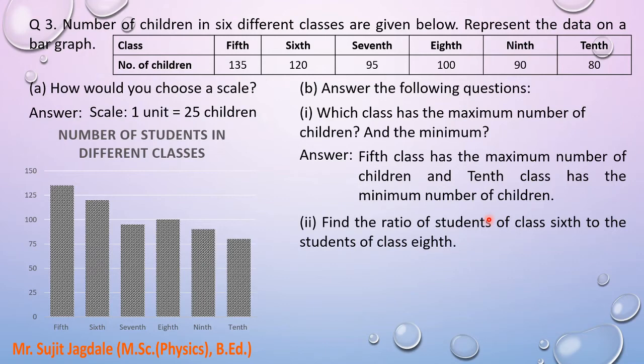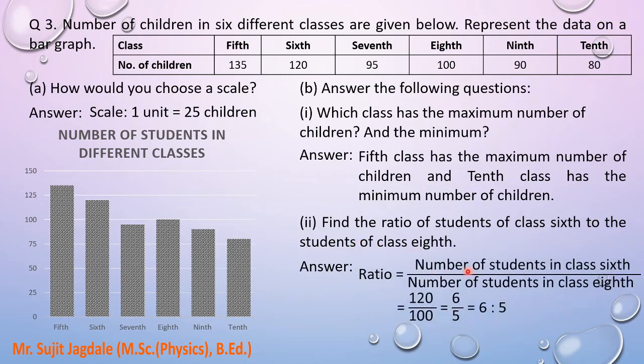In the same way, we can find the next question. Find the ratio of students of class 6th to the students of class 8th. Here we have to find the ratio. Ratio means we have to take division. Which ratio do we have to take? The ratio of students of class 6 to class 8. In order to find that ratio, we take the formula: number of students in class 6th. How many students are there in class 6th? Here it is mentioned 120 students, so 120 is written in the formula.